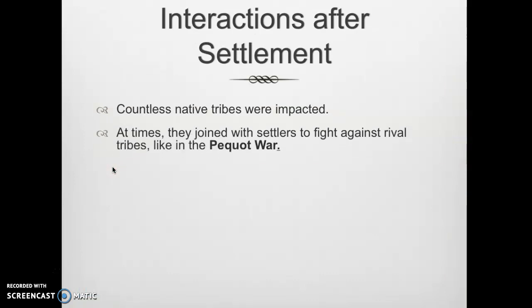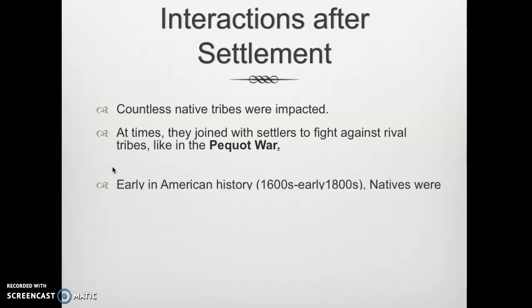Countless Native tribes were impacted. At times, there was a lot of complexity with these conflicts. It wasn't just white settlers fighting with Native Americans. Some Native tribes fought with each other. There was great diversity. A tribe like the Pequots was quite hated by many of its neighboring tribes, who teamed together with the British and actually exterminated the Pequots in the late 1600s.